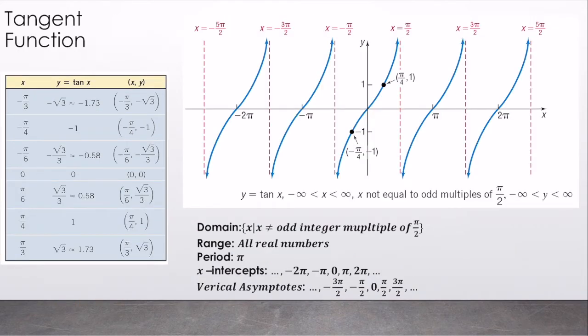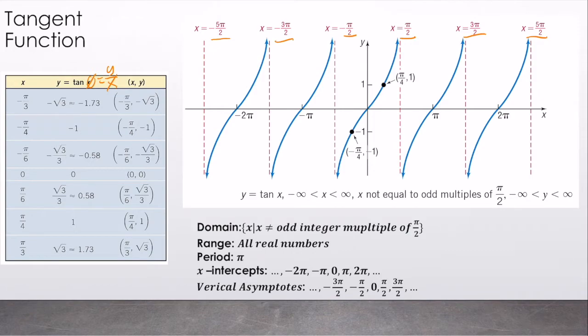Here's our tangent function. Remember, tangent function is undefined at odd integer multiples. So that's why we have all these asymptotes, right? At these odd integer multiples. Tangent of theta, if we're back on our unit circle, is y over x. So whenever our x is 0, we're going to have an asymptote. So its domain is all real numbers except odd integer multiples of pi over 2.